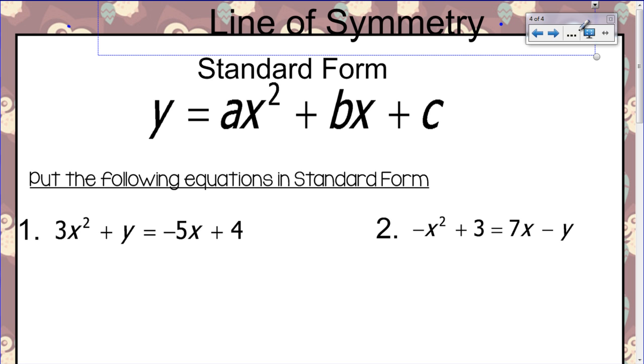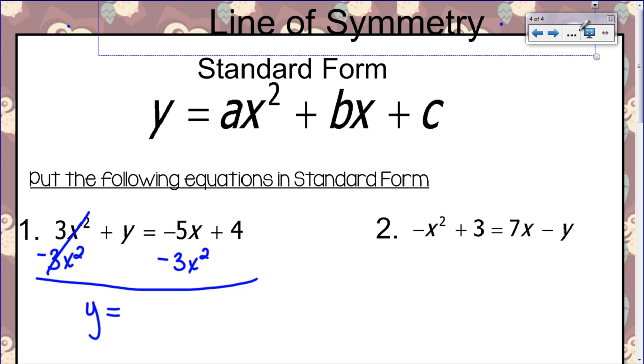So over here, my y is positive in number 1. So I want to get this 3x squared away from it and to the other side. So to cancel it out, I will do minus 3x squared on both sides. So it cancels here, so I just have the y left. And then over here, I've got to put it in order. Well, the x squared term comes first, so I have negative 3x squared because I subtracted it, and I had nothing to subtract it from. And then I have minus 5x because that's what was there before, and then plus 4. This is now in standard form. A is negative 3, B is negative 5, and C is 4.